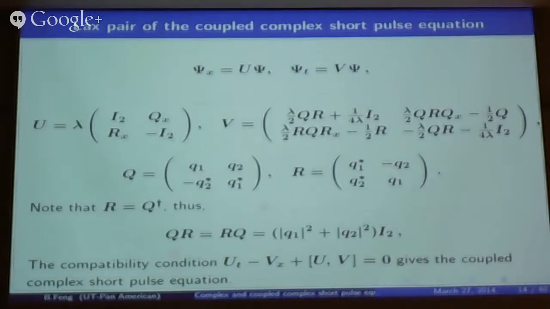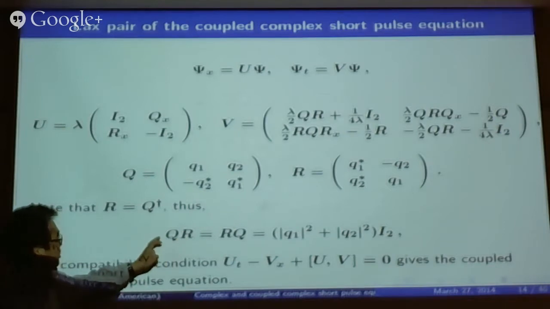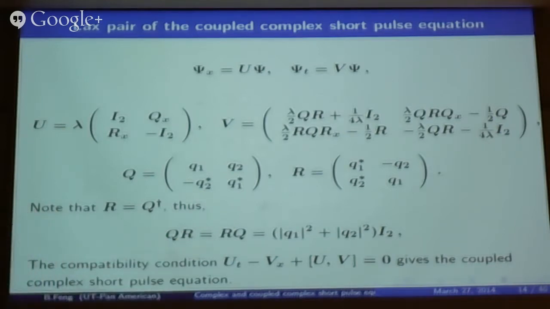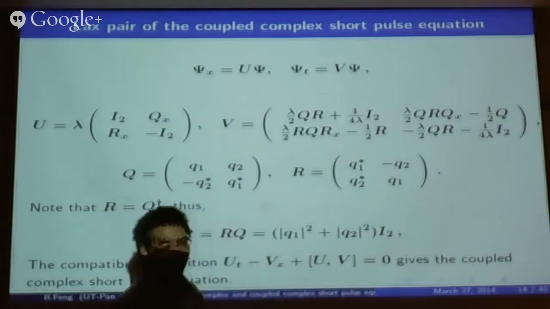For the coupled Schrodinger equation, we can also construct its Lax pair. It's a little bit complicated. Actually, the matrices U and V are 4 by 4. I write them as 2 by 2, but each of the blocks, Q and R, is a 2 by 2 matrix. So overall, U and V are 4 by 4 matrices. Because the matrices Q and R have this property, when multiplied together, QR is the same as RQ. It's just this quantity times an identity matrix. And from the compatibility condition, we get the coupled complex Schrodinger equation with that specific parameter B equals 1. You see here, Q1 and Q2 have the same weight.